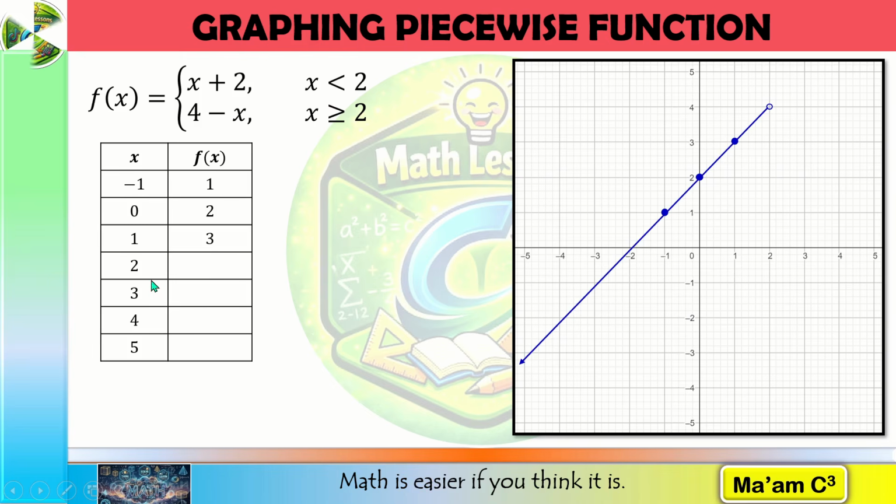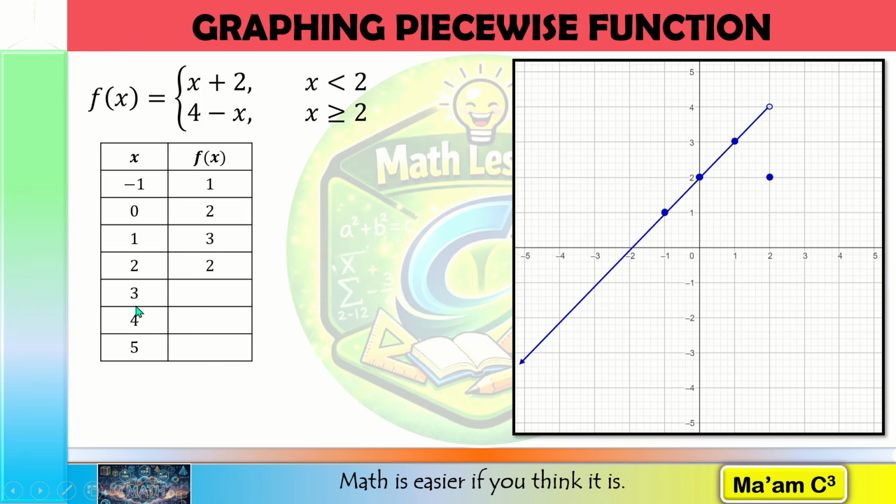Let's continue. If x is equal to 2, there is equal to 2 here, so I'm going to use this condition. So substituting 2 here, 4 minus 2 is equal to 2. X is 2, y is 2. Since there is "or equal", it means this is a closed circle.